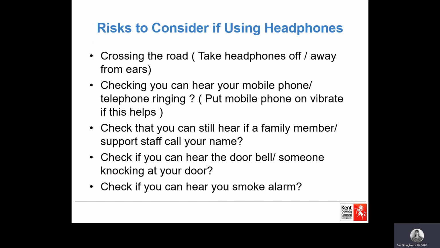And something to consider if you're supporting someone around wearing headphones, and in particular sound cancelling headphones. So some of the risks you might want to pay attention to: crossing the road. We'd always recommend taking the headphones off or away from the ears. Checking that you can hear your mobile phone ringing. It's often worth putting the mobile phone onto vibrate mode if this helps. Check that you can still hear if a family member or support staff call your name. And check if you can hear your doorbell or somebody knocking at your door. And very importantly, check that you can hear your smoke alarm.